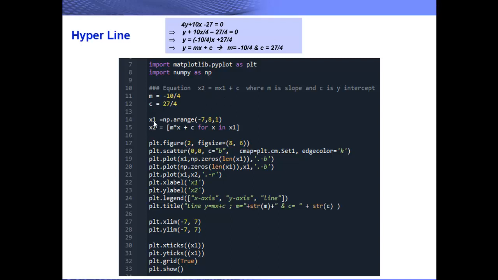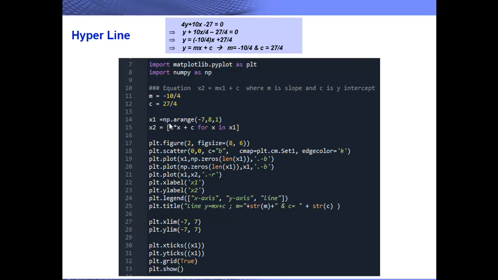So let's take x1. X1 means the horizontal axis, because the plot will be like this, and this will be the x-axis and this will be the y-axis, or this will be the x1 axis and this will be the x2 axis. Here for x1, that means the horizontal line, we will take points from minus 7 to 8.